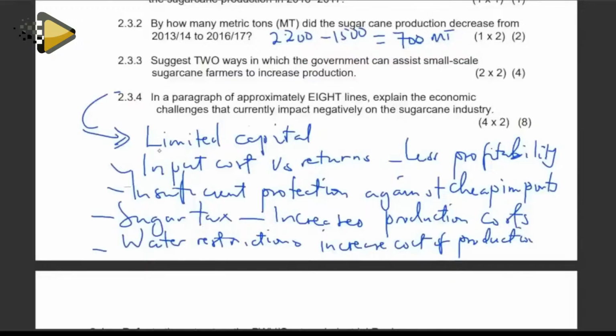If water is being restricted, ultimately the farmers are made to find other alternative ways of providing water for themselves. As a result, that is going to have a negative implication, because by accessing other alternative means of supplying water for themselves, they are adding to the cost of production. And at the end, their profitability is going to decline. Right, that takes us to the end of question number 2.3.4.